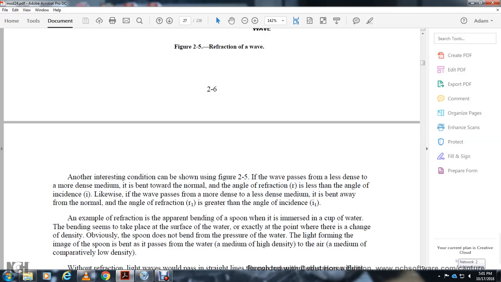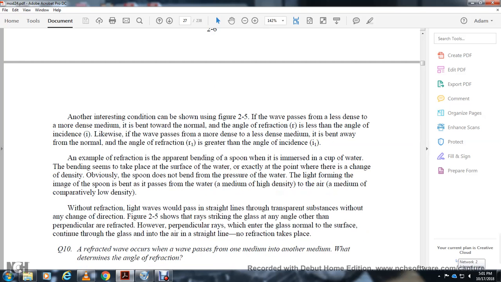An example of refraction is the apparent bending of a spoon immersed in a cup of water. The bending seems to occur at the surface of the water, the point where the density changes. The spoon does not bend in the water, but the light forming the image of the spoon is bent between the water medium of high density and the air medium of comparatively low density.